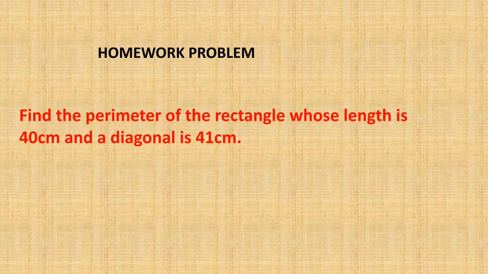Here you are having the perimeter of a rectangle. Length is given, one diagonal is given.